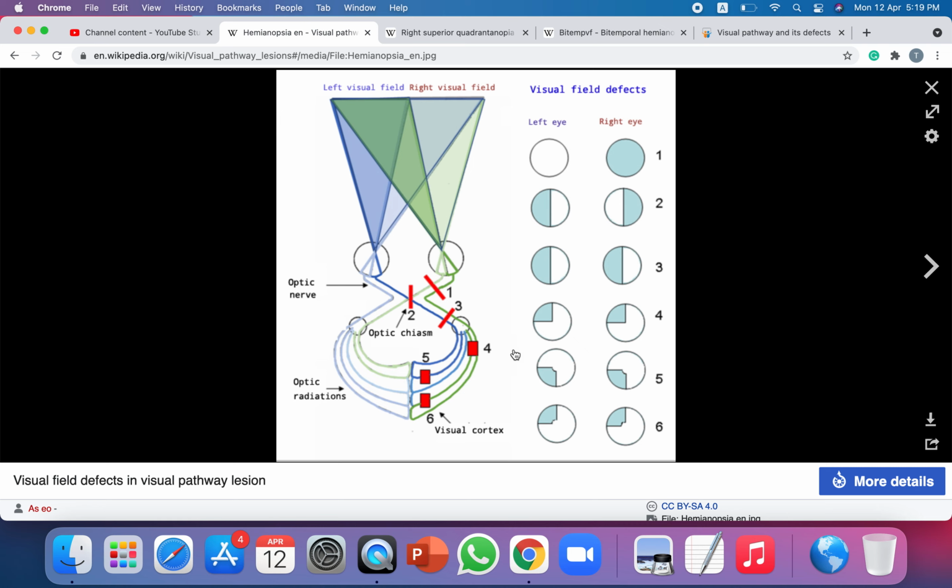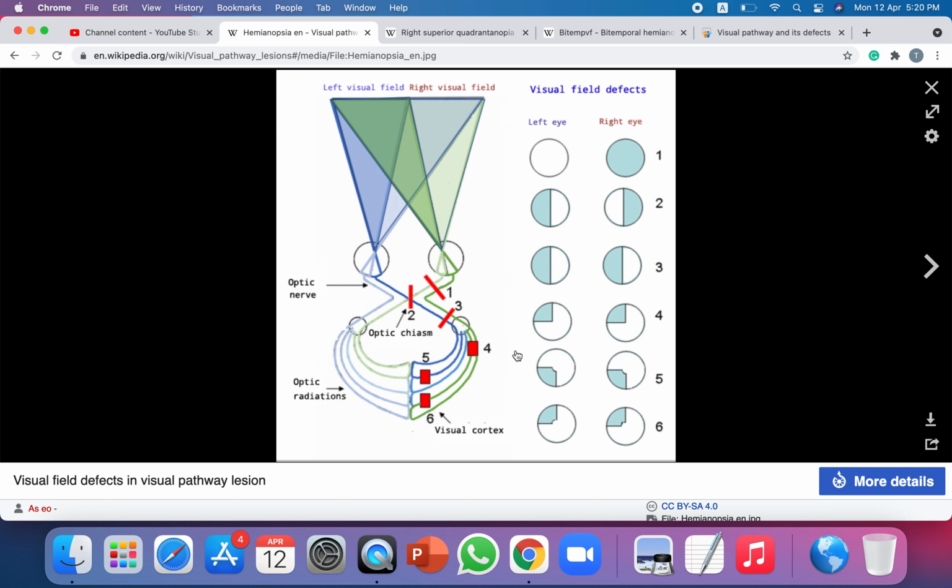Now, if the lesion is in the geniculate body, that is number 4, the geniculate body is a nucleus in the thalamus. So if the lesion is in the geniculate body, number 4, then what will happen? Similar things will happen as in number 3. There will be homonymous hemianopia. The nasal field of the right eye and the temporal field of the left eye will be lost.